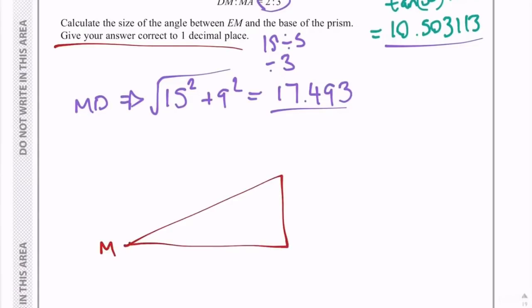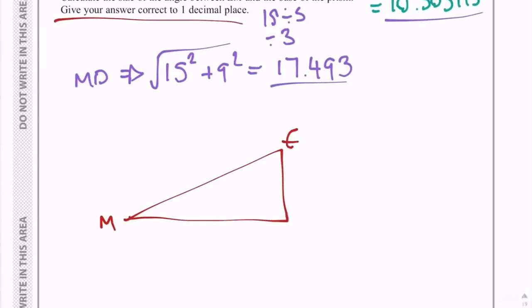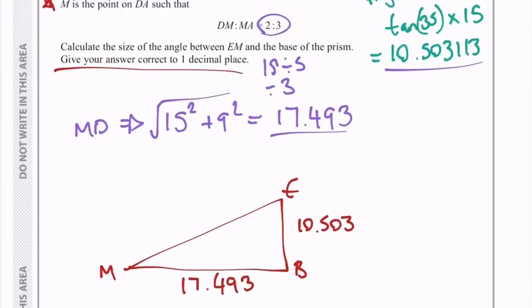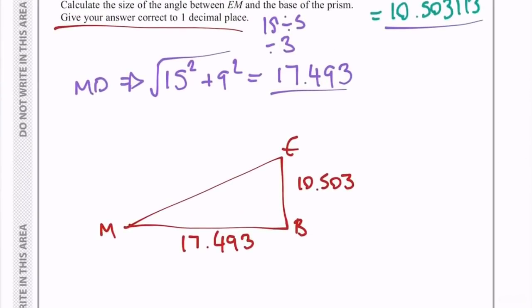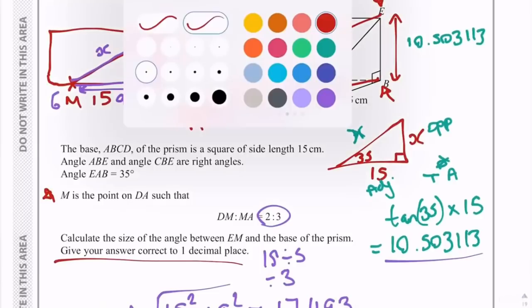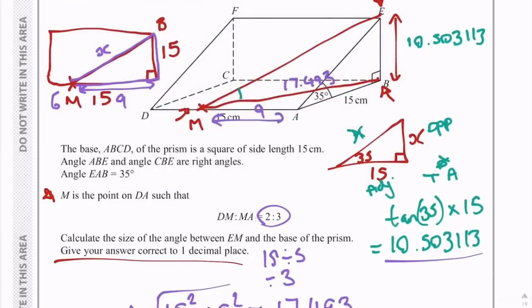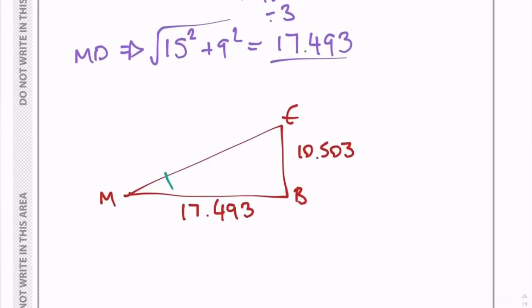M, just have a quick look. E was at the top, B at the bottom. E, B. We worked out that this one was 10.503. I'm going to leave it as that, and the bottom is 17.493. Okay, which we've just worked out. Yep. And the question wanted me to work out the size of the angle between EM and the base of the prism. So that is this angle here, okay, which on my little diagram down here is this angle here.